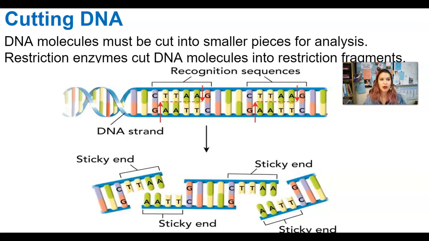Cutting DNA: DNA molecules must be cut into smaller pieces for analysis. Restriction enzymes are what we call them. That's what cuts the DNA molecules into fragments. Just like I explained on the last slide, it cuts them between the A and the G here, is what we're seeing, and we call these the sticky ends. Those longer overlapping segments are called sticky ends.